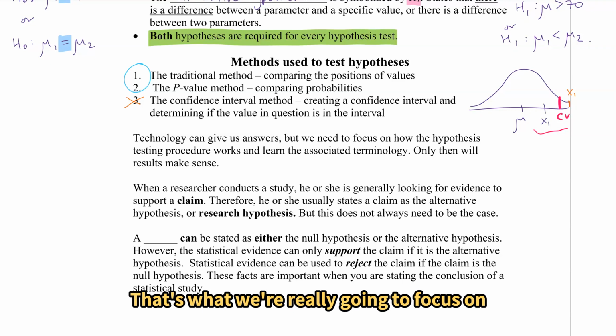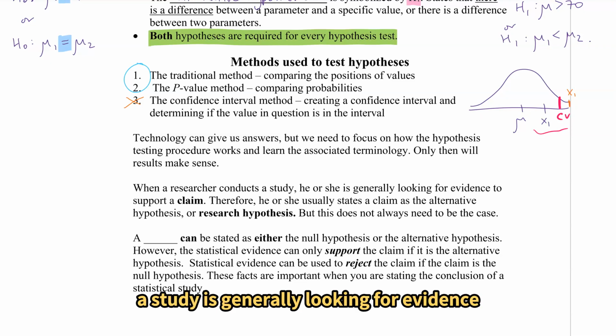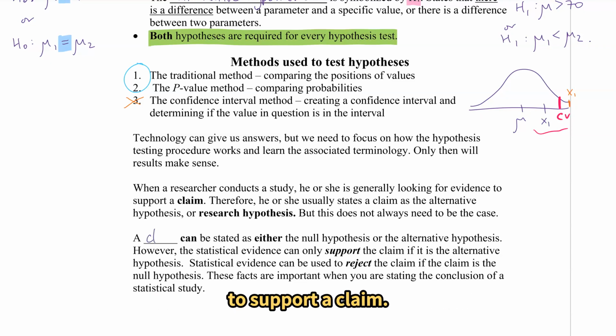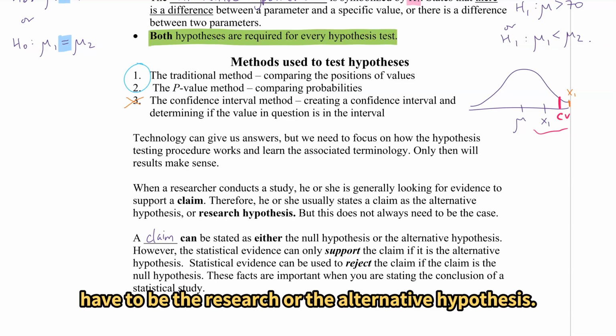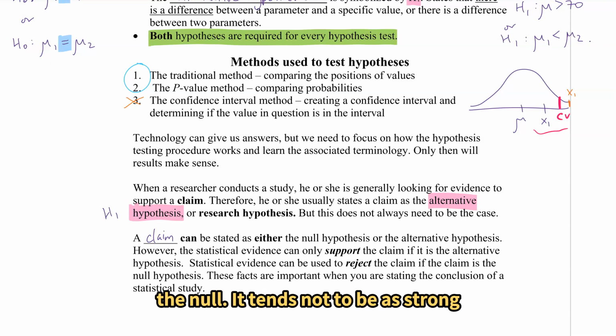That's what we're really going to focus on with the hypothesis tests. A researcher conducting a study is generally looking for evidence to support a claim. He usually states a claim as the alternative hypothesis or the research hypothesis, but it doesn't have to be the research or the alternative hypothesis. Remember, the alternative hypothesis is H1. But we could have a claim that is the null.